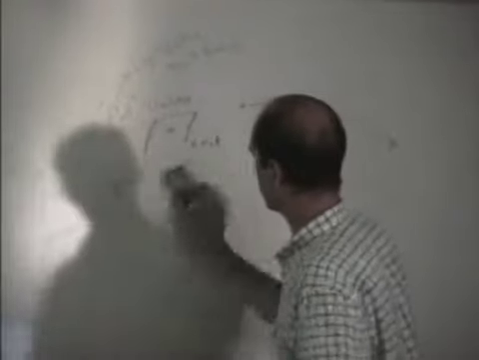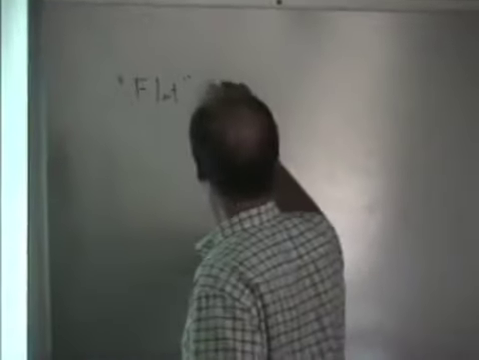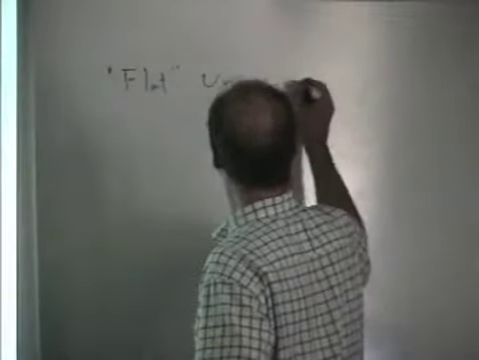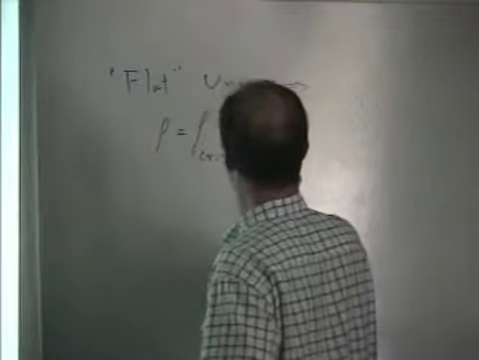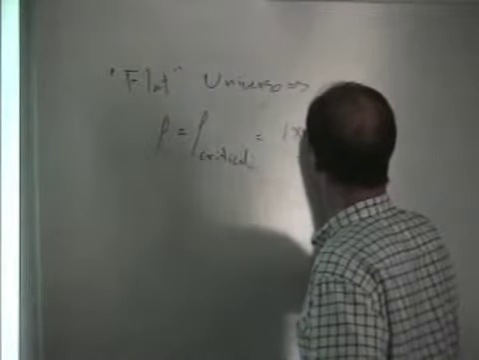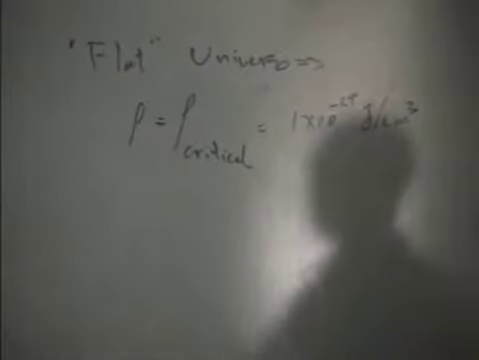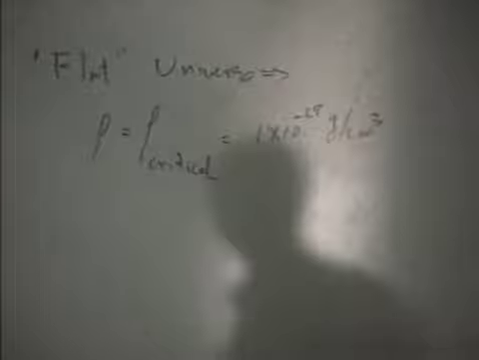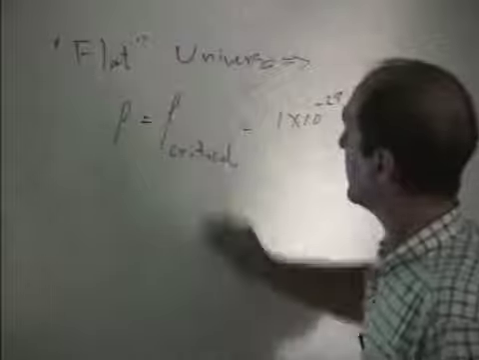So this map would look different if the universe had more or less matter in it than it does. And so this thing called flat implies that the density is equal to something called the critical density, which is 1 times 10 to the minus 29 grams per cubic centimeter. On average, if you could spread out all the matter in the universe, you would have this amount per cubic centimeter. This is what we mean by flatness.